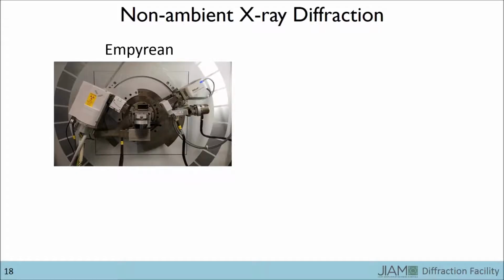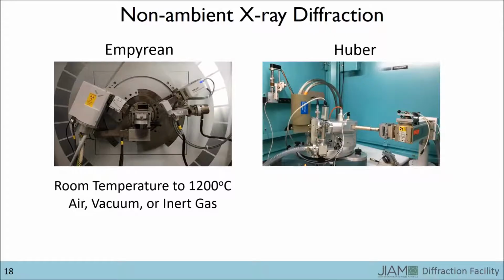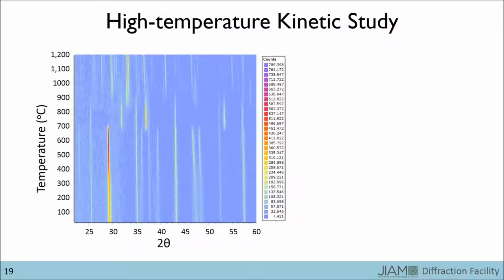Our Empyrean diffractometer ranges from room temperature to 1200 degrees Celsius in air, vacuum, or inert gas environments, while our Huber diffractometer ranges from 10 Kelvin to room temperature in a vacuum environment. For this kinetic experiment, the data were collected while the temperature was increased to 1200 degrees Celsius.